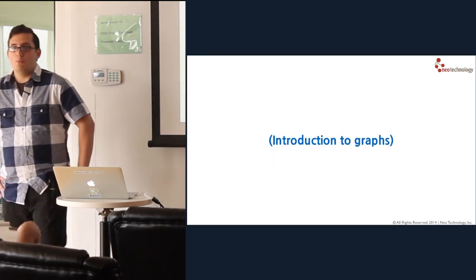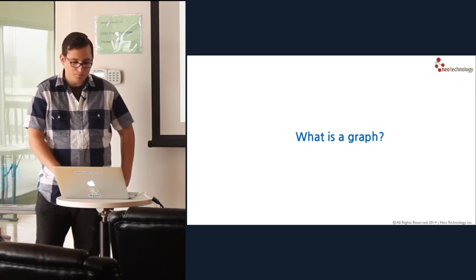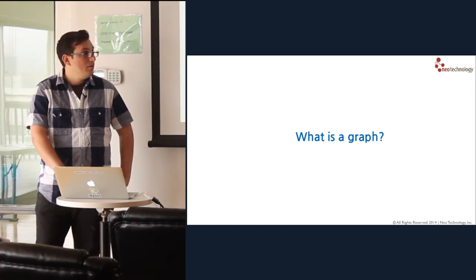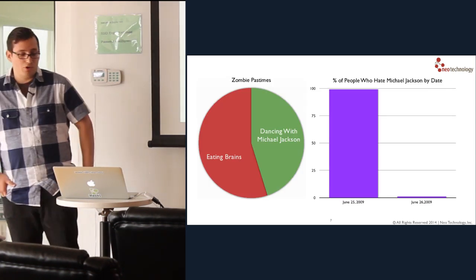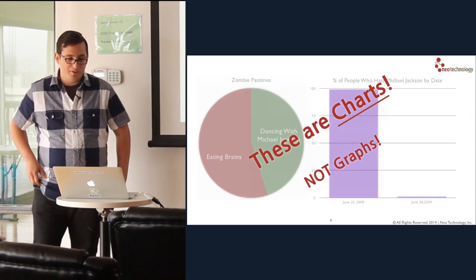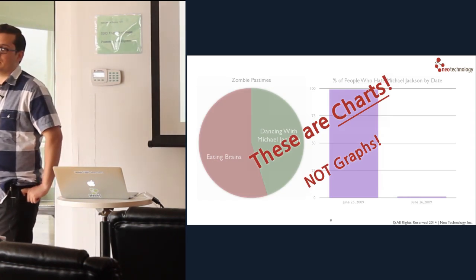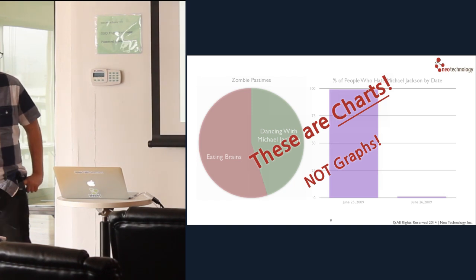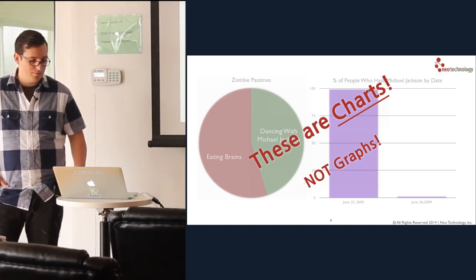So let me introduce you more to the concept of graphs. So what are graphs? These aren't graphs, these are charts. We have to disambiguate because a lot of people call them graphs, and that is the proper name for them. But we like to say at Neo that these are just exclusively charts, so that no one gets confused.